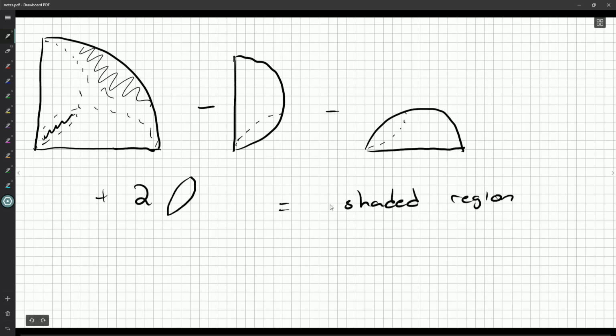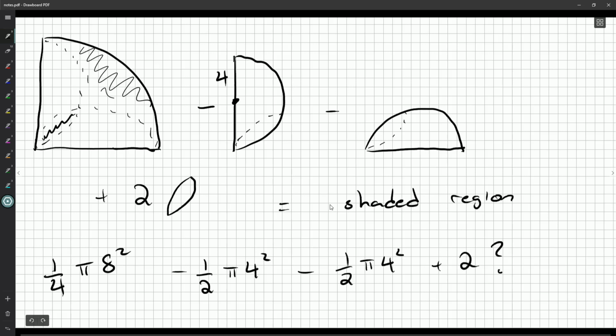Some of these, like the quarter circle, are just 1/4 the area of a circle. What's the area of a circle? Pi r squared. What's the radius? 8, so 8 squared. How about for a semicircle? We know their diameters are 8, so the radii are 4. And they're semicircles, so it's 1/2 pi 4 squared. And then we've got another semicircle, 1/2 pi 4 squared. And then we need to do plus 2 times, I don't even know what you would exactly call that shape. But how do we figure out 2 times this extra shape? Well, that's going to be the challenge.